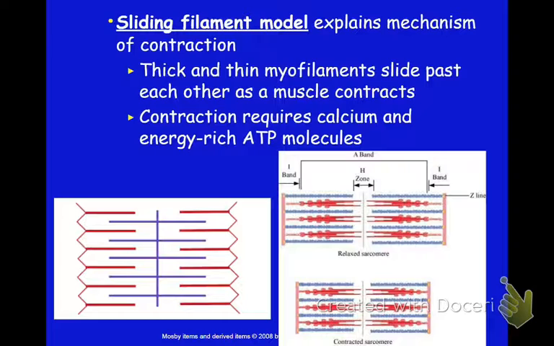You also need ATP. And how do we make ATP in cells? This goes way back to biology.